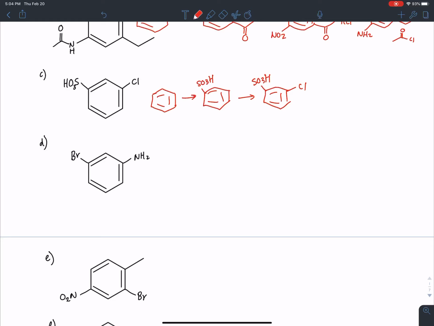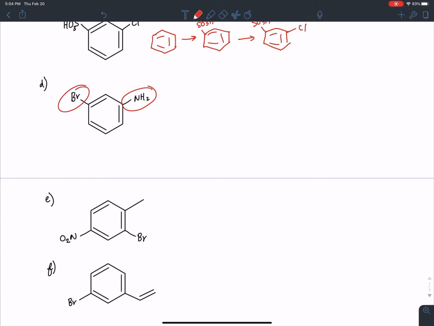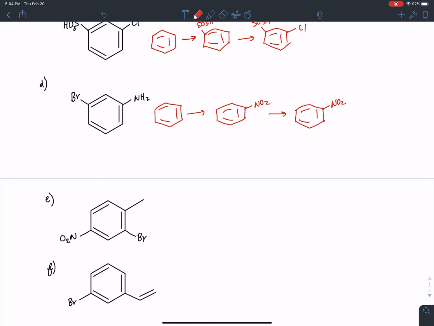The next one, both NH2 and Br are orthopara, but they're sitting in meta spot. But how do you make NH2? Well, you make it from NO2. If I put Br, it's going to make stuff go orthopara, which is not what I want. So just like before, I'm going to first start off with the NO2, like that. Then I can place my Br, which will go meta because this is a meta director. So I put the NO2, then I put the Br. And lastly, I would have to reduce the NO2 to NH2. And that's it. That's the answer.